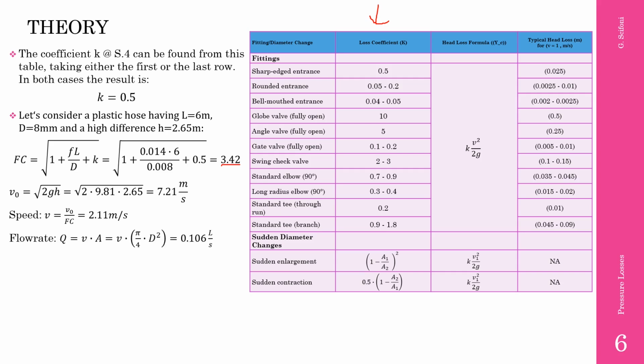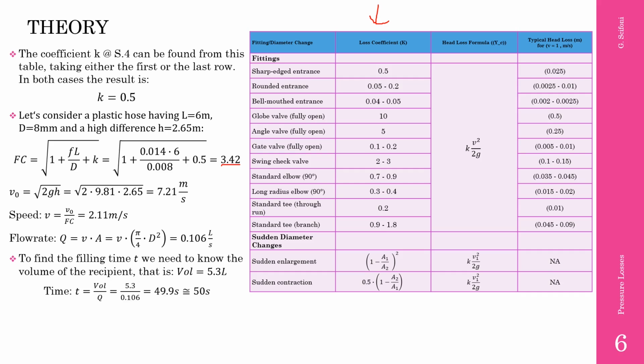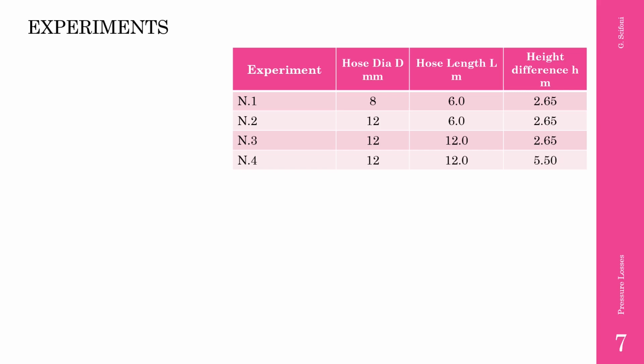The volumetric flow rate is the product of the velocity and the section of the pipe, its cross-sectional area, and turns into 0.106 liters per second. To find the filling time, we divide the volume of the canister by the flow rate. The canister volume is 5.3 liters, therefore the filling time is something about 50 seconds.